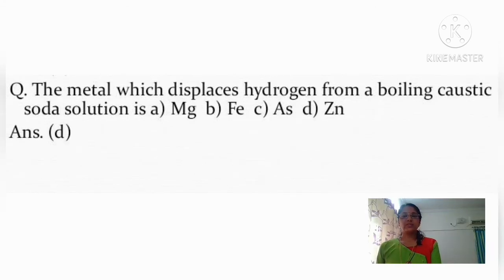Coming to the next question: the metal which displaces hydrogen from a boiling caustic soda solution, that is sodium hydroxide solution, is. The options are: A magnesium, B iron, C arsenic, and D zinc. We have already discussed that when amphoteric metals react with sodium hydroxide, hydrogen is easily liberated. Out of these options, the amphoteric metal is zinc. So the option is D.